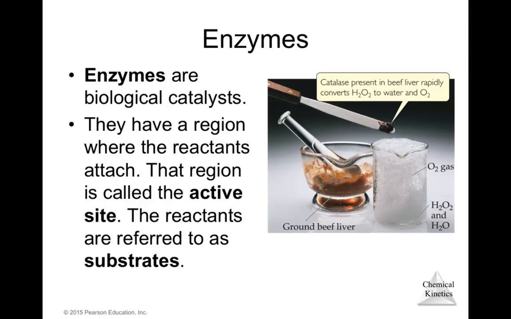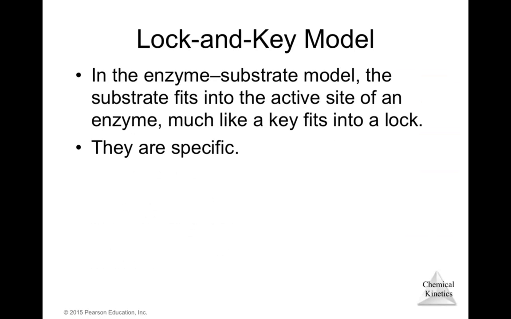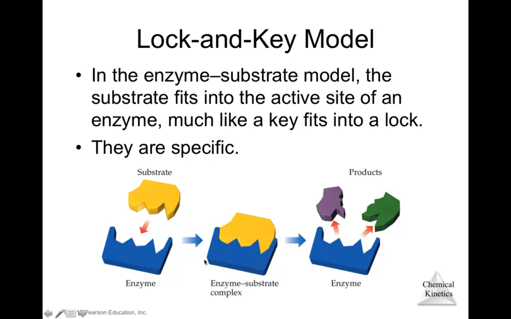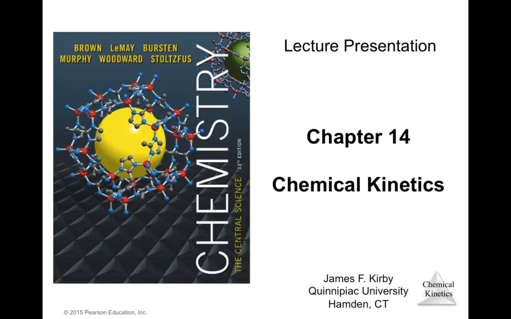And the enzymes are biological catalysts. They have a region where the reactant attaches, and that region is called the active site. The reactants are referred to as substrate. So here we have a model with an enzyme and the substrate. The substrate binds to that enzyme, and then we observe the products that are formed by that reaction catalyzed by the enzyme. So we'll finish our module number 14 of chemical kinetics with this topic of the catalyst.